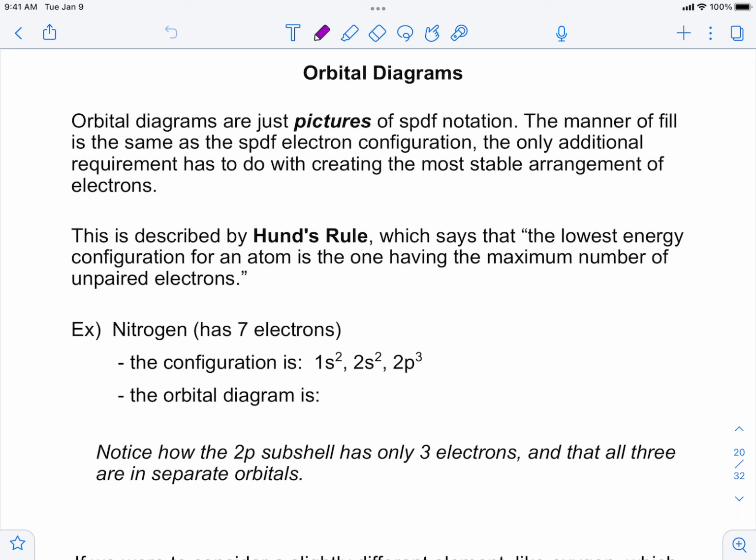Okay, so first off, these are just pictures, so they're going to follow the same rules. The manner of fill is the same. That means the same fill order, with the arrow diagram, 1s, 2s, 2p. You're still going to follow that. You're still going to follow the rules about how many electrons can be held in s, p, d's, and f. So s is 2, p's is 6, d's is 10, and so on. Now, the additional requirement has to do with creating a stable arrangement, and I'm going to explain what that means.